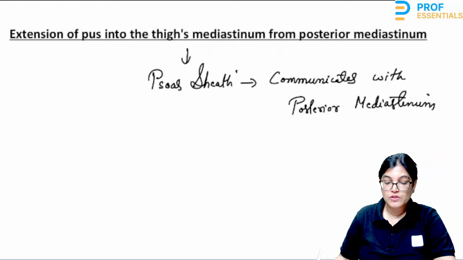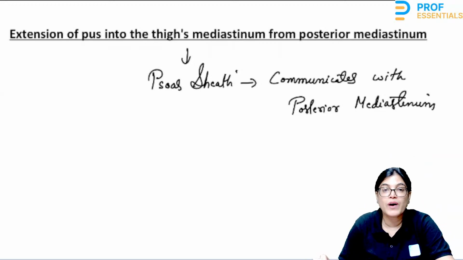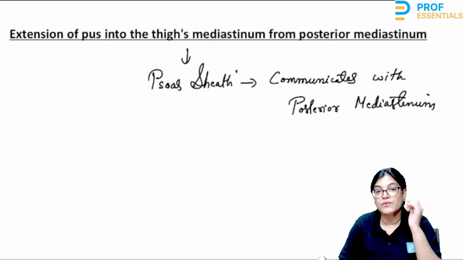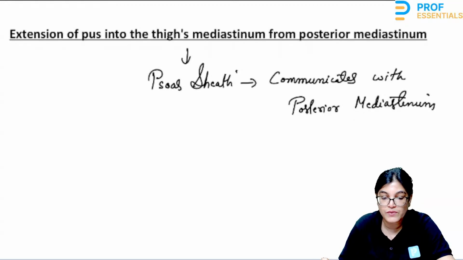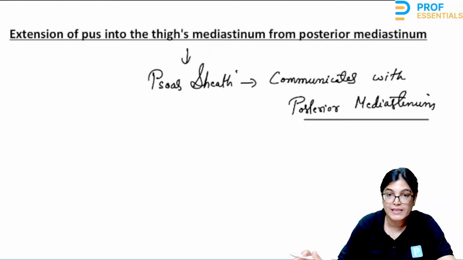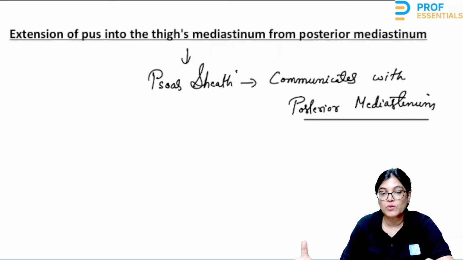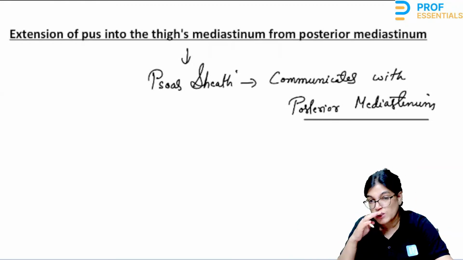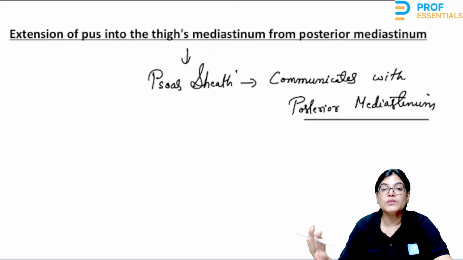The communication happens via the psoas sheath, in relation to the lower thoracic vertebrae. The psoas sheath communicates with the posterior mediastinum by a funnel shaped orifice, so pus from the posterior mediastinum can easily track into the psoas sheath. In long lasting cases of posterior mediastinal involvement, with the lower thoracic vertebrae and then the lumbar vertebrae, that tracking can happen into the psoas sheath.